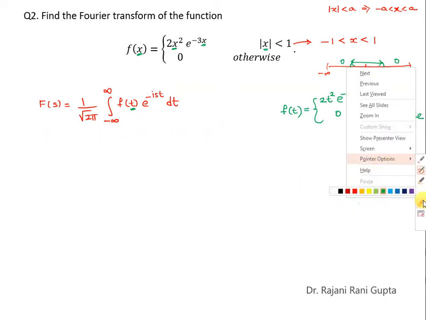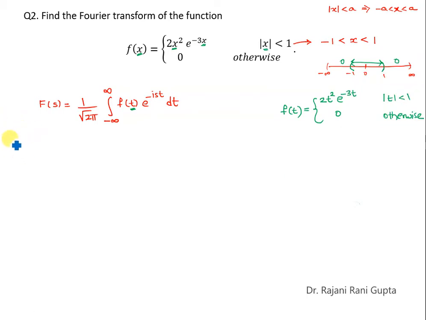Now substitute this value over here. When we substitute the value of this function, we get F of s is equal to 1 over square root of 2 pi. In place of minus infinity to infinity, we'll have minus 1 to plus 1. In place of the function, we have 2t square e power minus 3t and e power minus iota st dt. We just substituted the value of the function f of t and the limits.